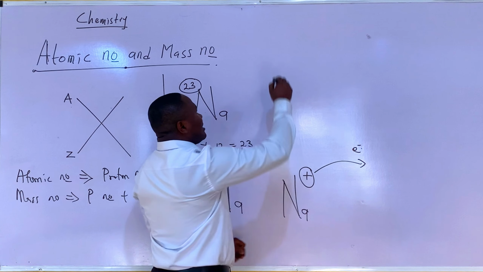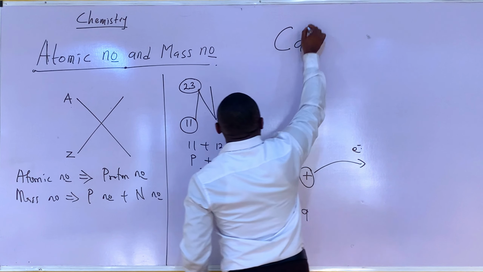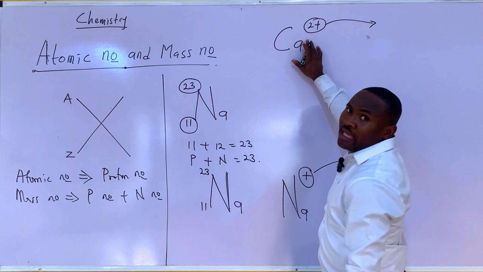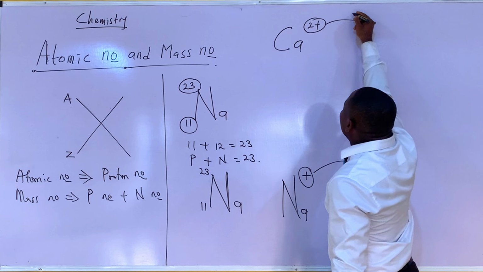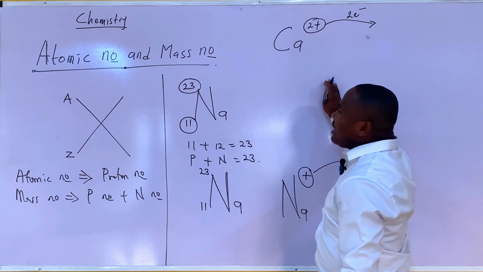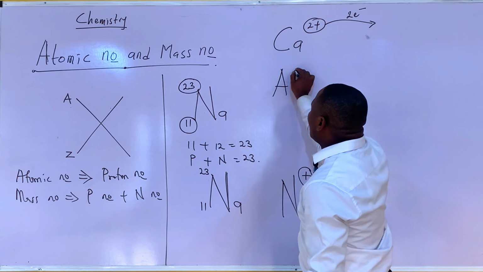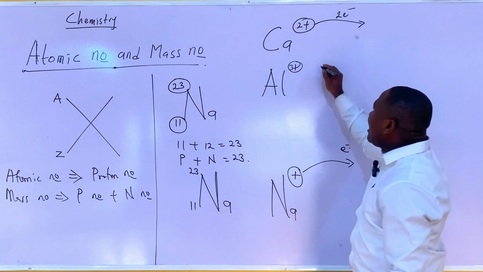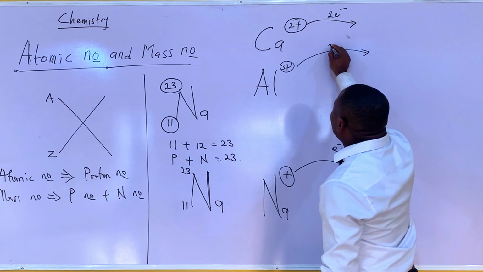Likewise, I can have an atom of an element expressed as this. What it symbolizes is that this is a calcium ion and it's giving out two electrons. Likewise, I can have another atom like this. What it means is this is an aluminum ion and it's giving out three electrons.